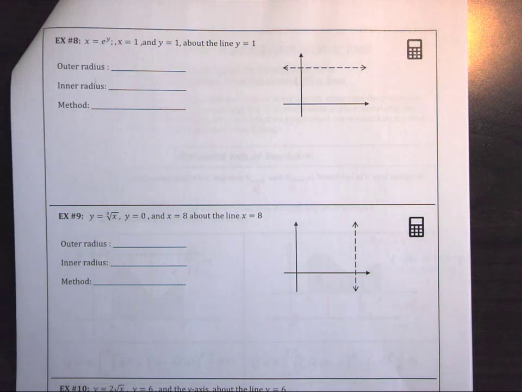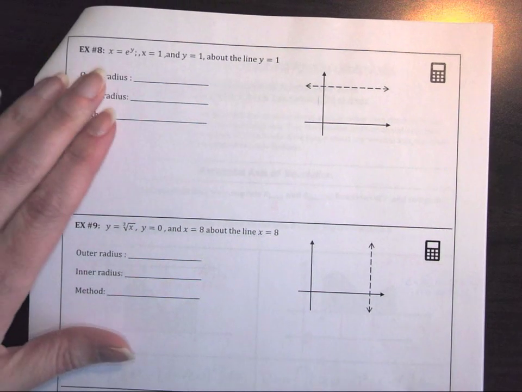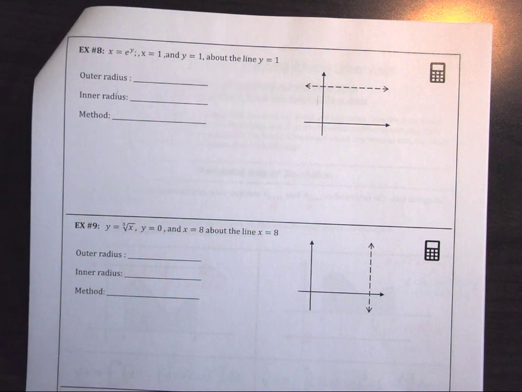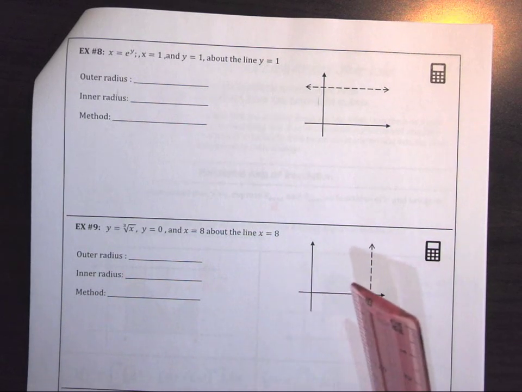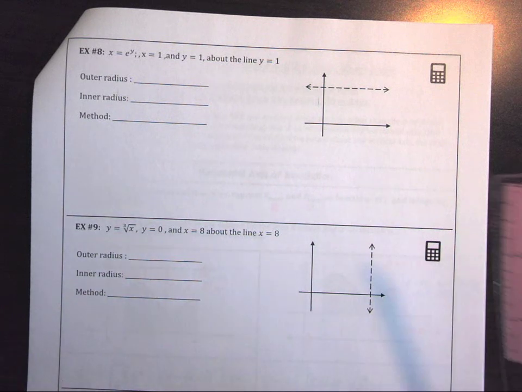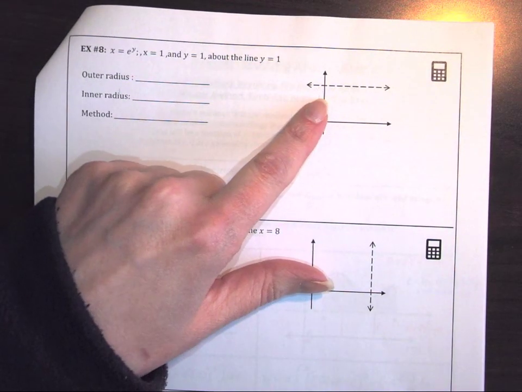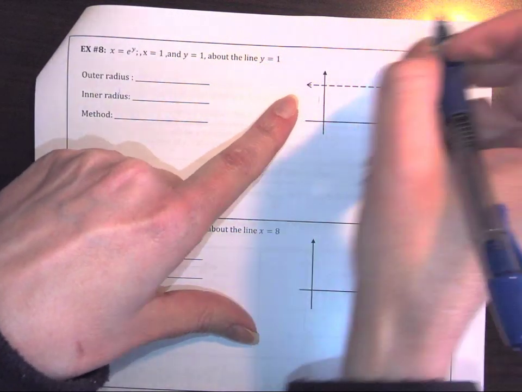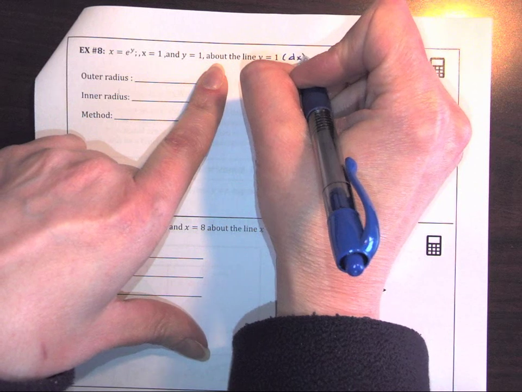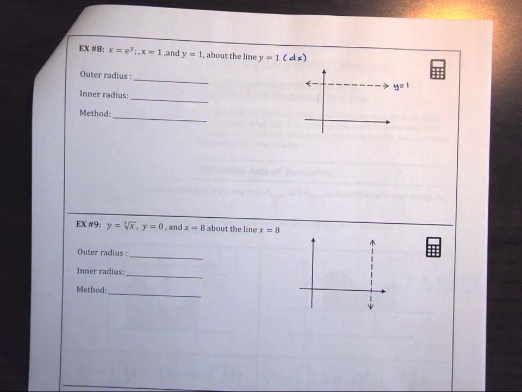I quickly want to go through a couple of calculator problems on our 5th page of notes here. So I've got x equals e to the y. I've got x equals 1, and that's going to be a vertical line. And y equals 1, about the line y equals 1. So it's about this line y equals 1, which is a horizontal line, which means this is a dx problem because it's a horizontal line. Fantastic? All right, now we need to draw the rest of this stuff.